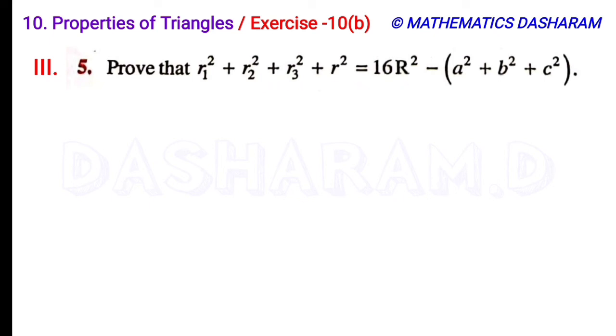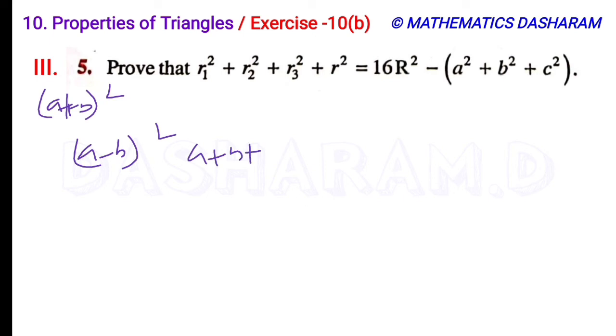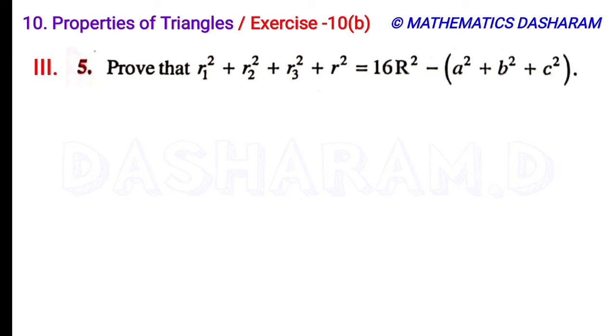So hence proved. Fifth question: prove that r1 square plus r2 square plus r3 square plus r square equals 16 into capital R square minus bracket of a square plus b square plus c square. Here r1, r2, r3 are exradii, r is the inradius, capital R is the circumradius, and a, b, c are the sides of the triangle. Till now we used different formulas: a plus b whole square, a minus b whole square, a plus b plus c whole square. To get this answer, I am using the a plus b plus c minus d whole square formula.